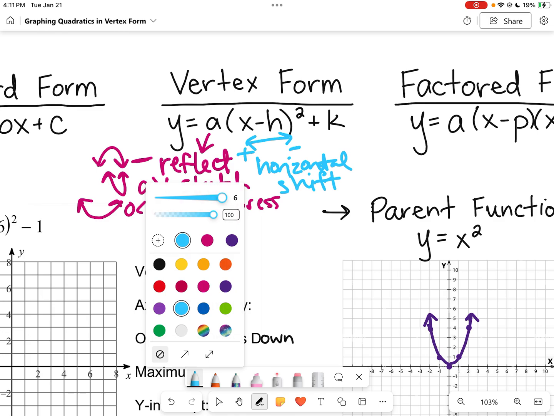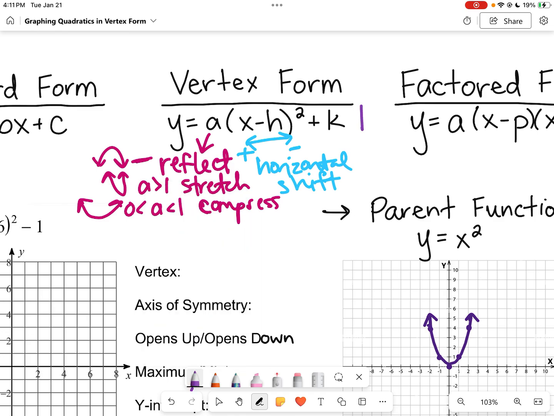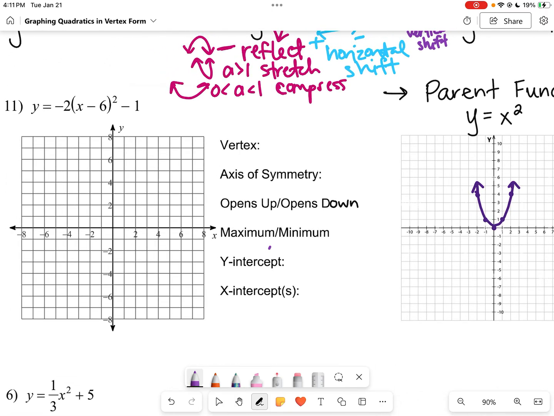And then on the outside over here, my k value is going to cause a vertical shift. So it's going to move it up or down. And with this shift, you just do exactly what you see. So if you see plus 5, you move up 5. If you see minus 5, you are moving down 5. Okay, so let's go ahead and try this out.